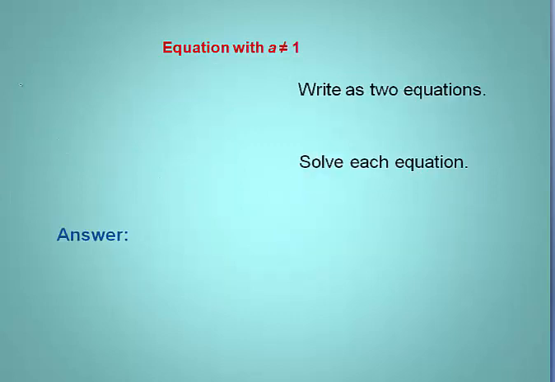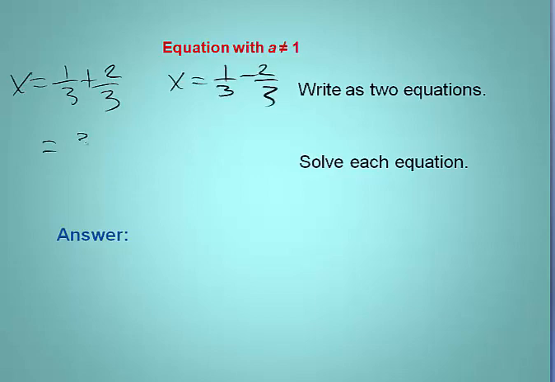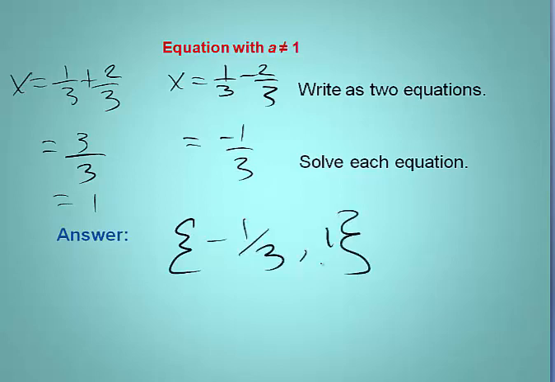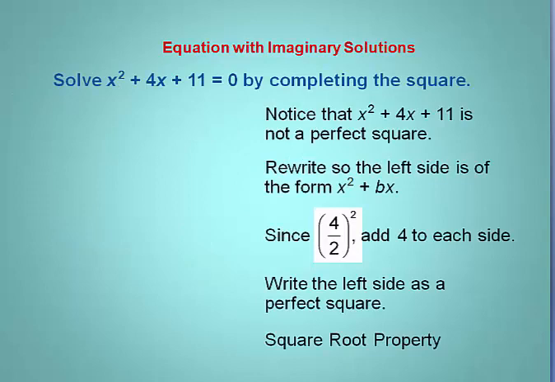Now we write it as two separate equations. We get 3/3, which is equal to 1, and negative 1/3. Then we write it in set notation. So that was a little bit different because the coefficient was not 1. Our last example has imaginary solutions.